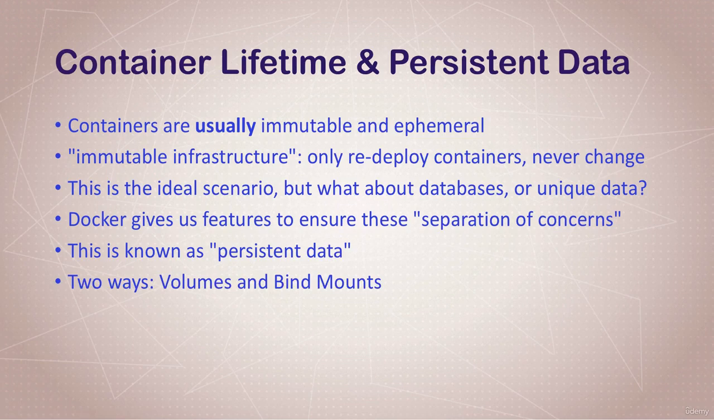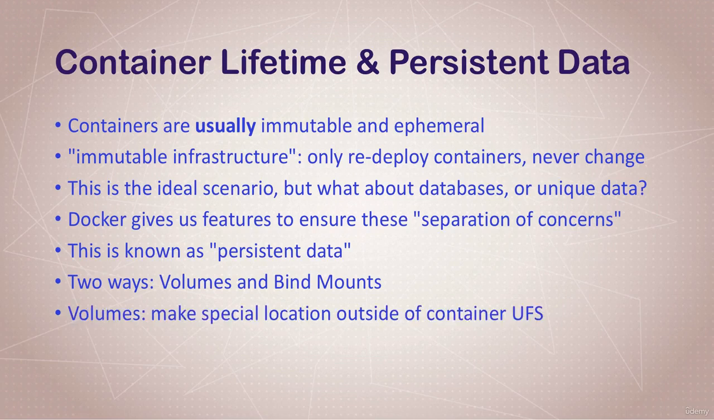So Docker has two solutions to this problem, known as data volumes and bind mounts. So Docker volumes are a configuration option for a container that creates a special location outside of that container's union file system to store unique data. This preserves it across container removals and allows us to attach it to whatever container we want. And the container just sees it like a local file path.